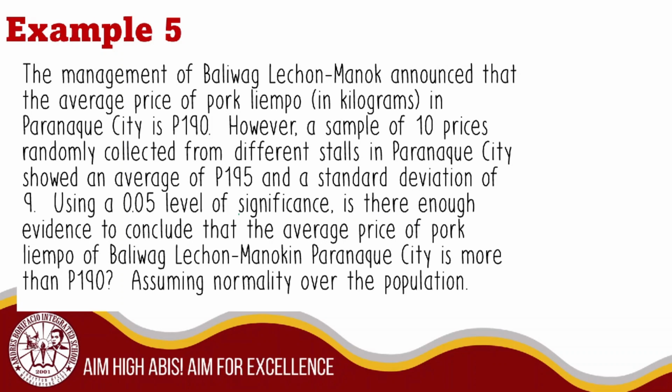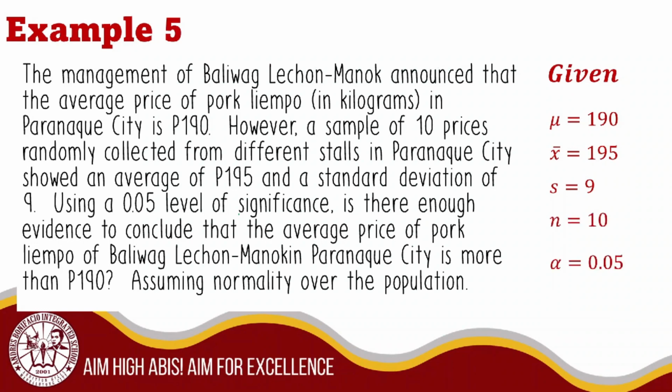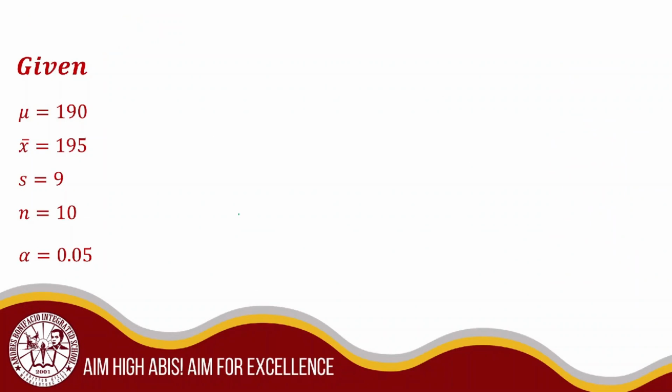So let us first start with listing out our given. First we have the population mean, which is 190. We have the sample mean, which is 195. We have the standard deviation, which is 9. And the sample size, which is 10. And of course, the level of significance, which is 0.05. Okay? So, we now have our given.